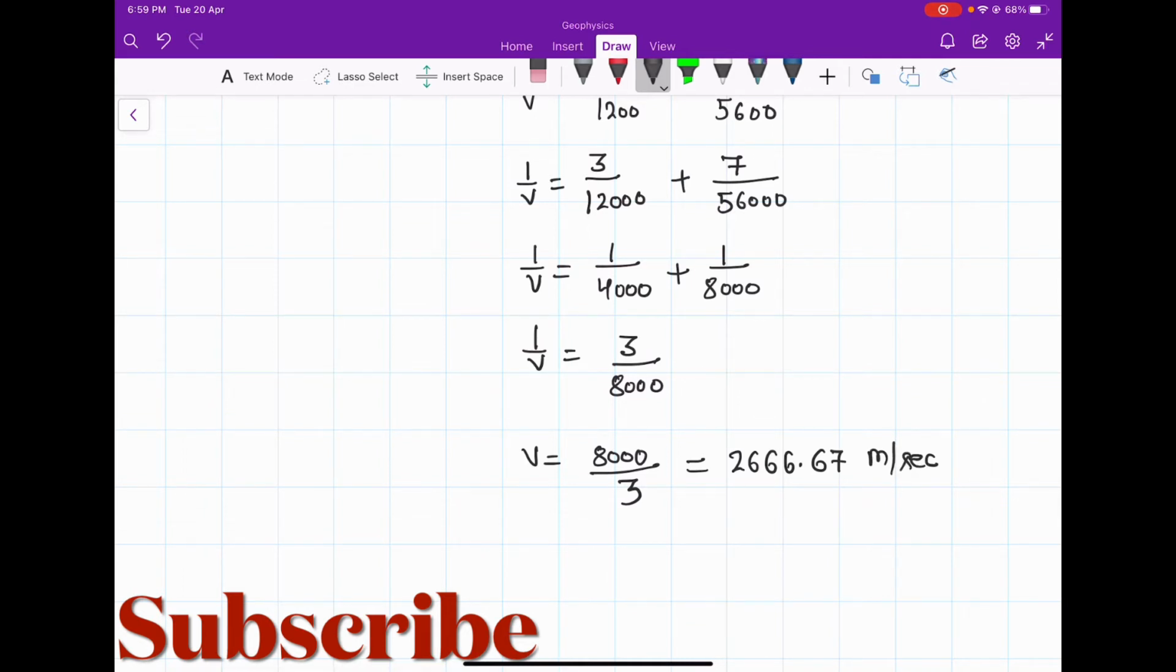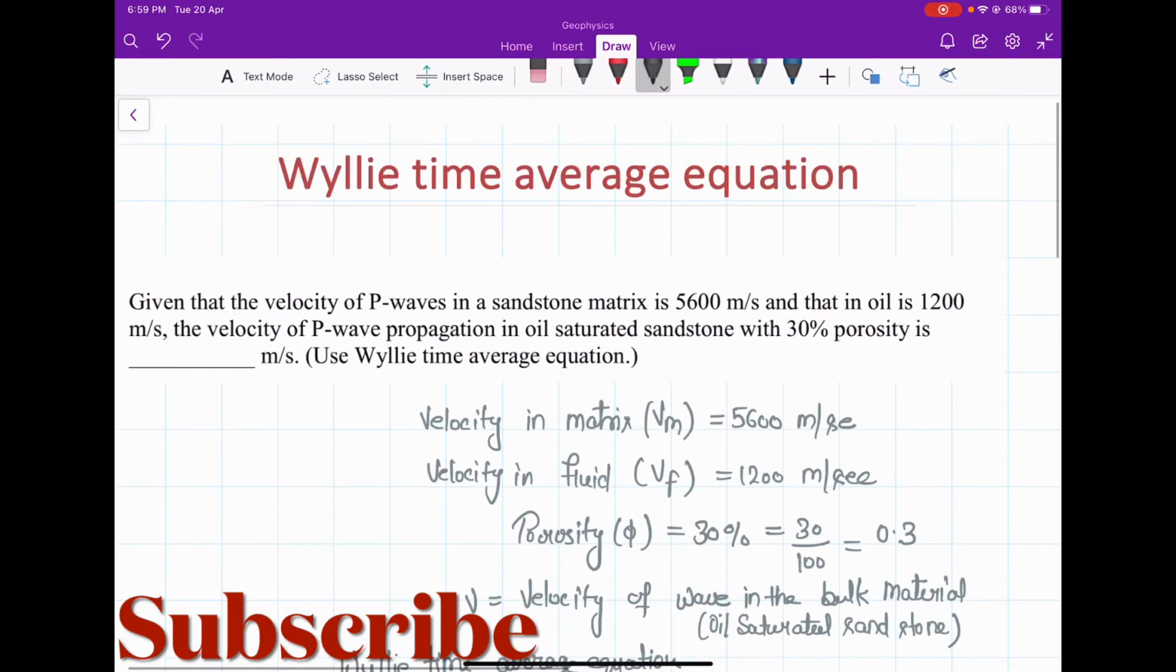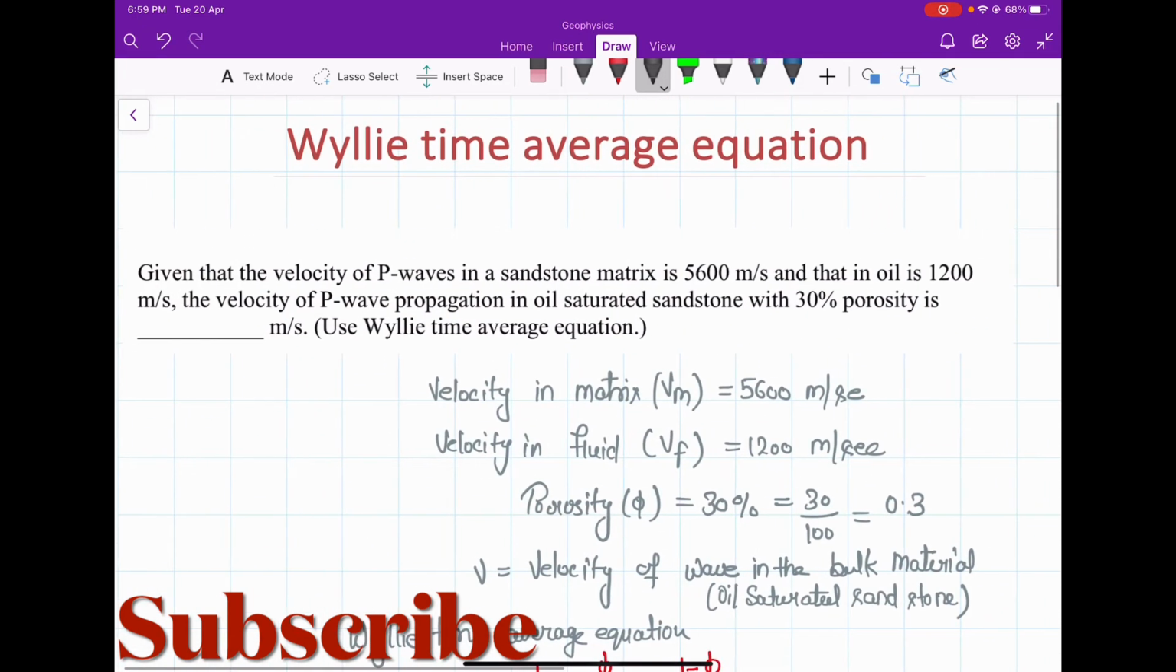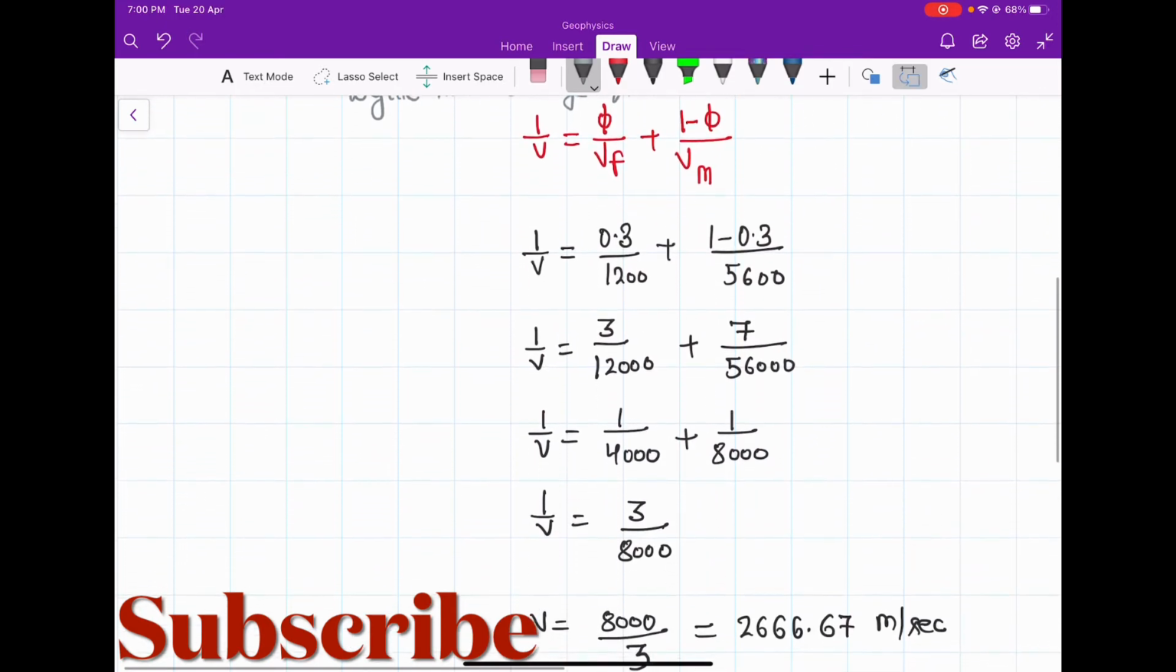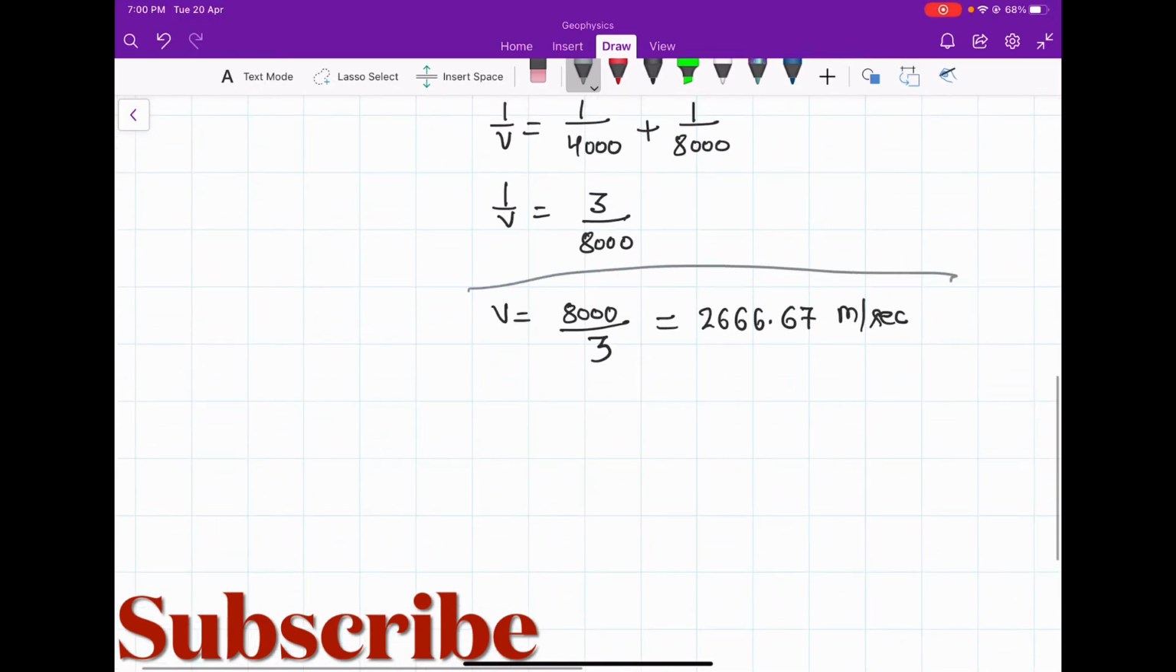So the velocity in oil saturated sandstone is 2666.67 meter per second. So the answer will be 2666.67 meter per second.